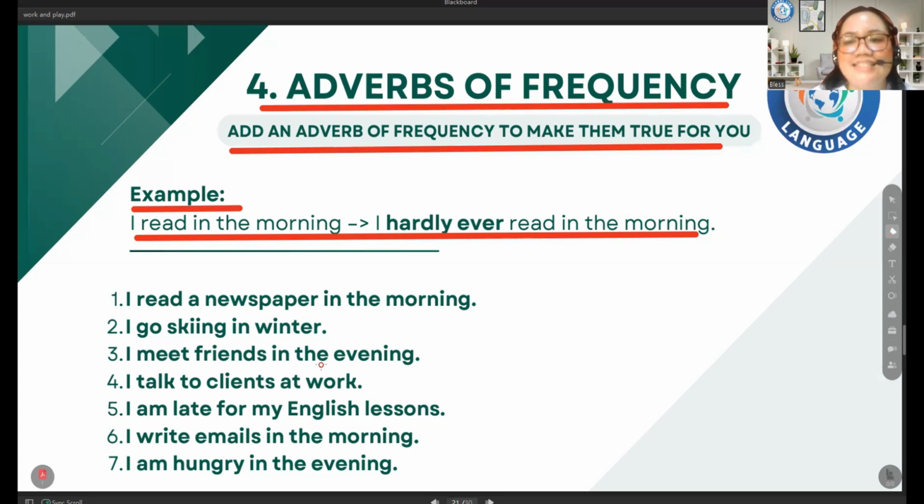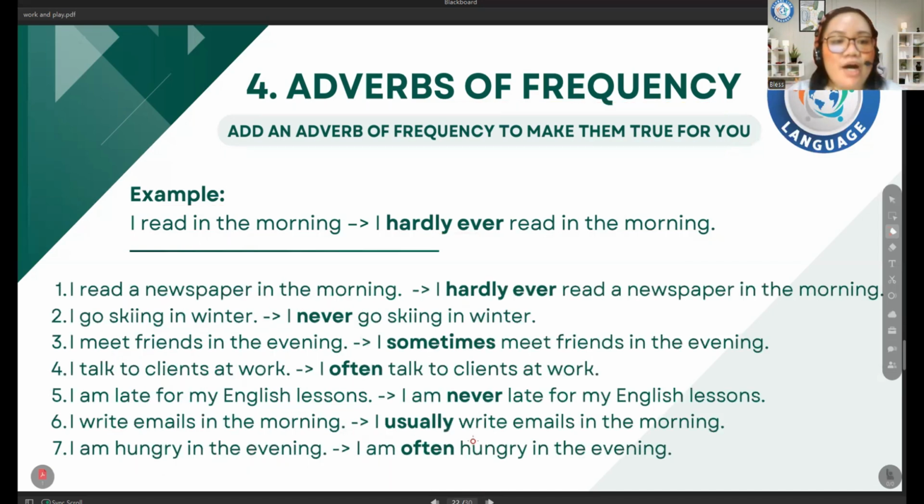Okay, we have 20 seconds left and we can start answering. Okay, 10 seconds and we will flash the answers. Oh, there you are. So I guess we're ready. Okay, so for number one, I read a newspaper in the morning. So, the statement that uses an adverb of frequency is I hardly ever read a newspaper in the morning.